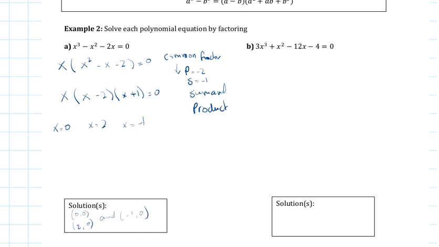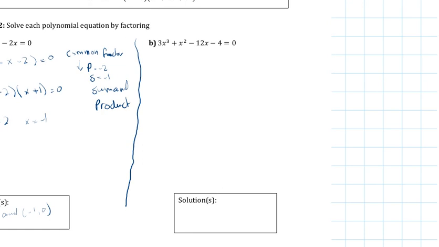All right, so that was not bad. Let's look at the second one. So I have 3x cubed plus x squared minus 12x minus 4 equals 0, and I'm looking to factor.